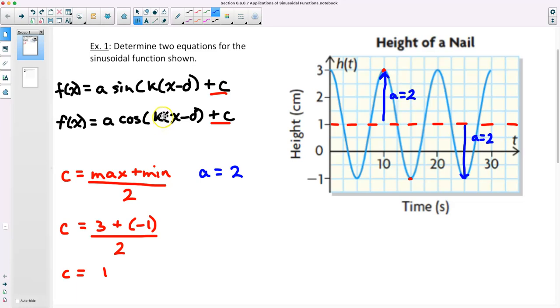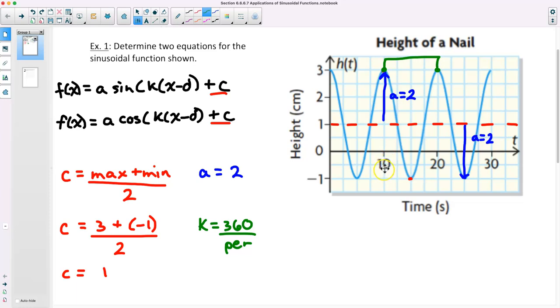So the next one we can look at is this k value. Remember that k is equal to 360 over the period. Always, in general, this is our equation. The period is where we have these repeating points. So for example, we can look at the peak to peak. It goes through this shape and then it starts to repeat. So this right here represents the period.